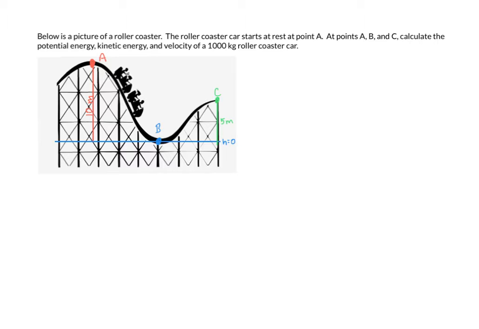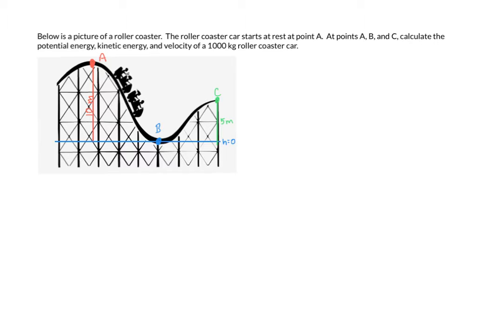Below is a picture of a roller coaster. The roller coaster car starts at rest at point A. At points A, B, and C, calculate the potential energy, kinetic energy, and velocity of a 1,000 kilogram roller coaster car. So let's go ahead and start with point A, because A, that's the place where we start, and B, that is the simplest point.